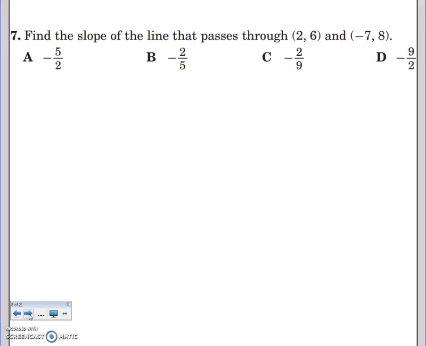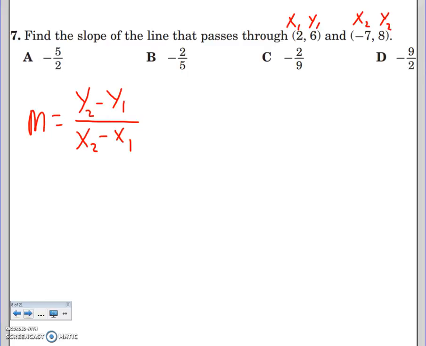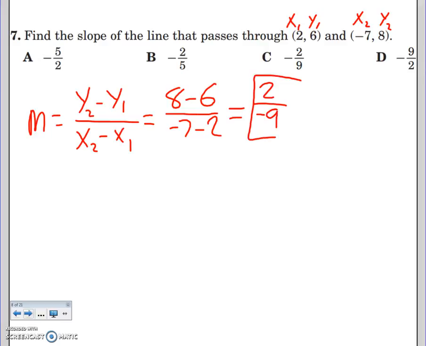7. Find the slope of line that passes through those 2 points. Just do the slope formula. y2 minus y1 over x2 minus x1. I gotta label this to make sure I don't mess up. Alright, I plug it in. y2 is 8 minus y1 is 6. x2 is negative 7 minus x1 is 2. 8 minus 6 is 2. Negative 7 minus 2 is negative 9. That's my answer. That would be C.